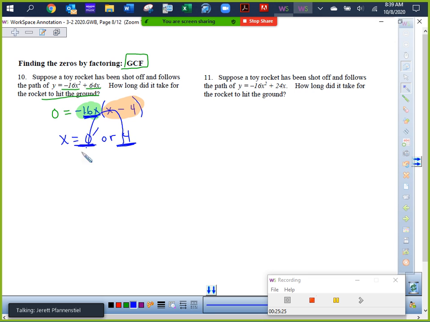So we're still going to throw the 0 away because that doesn't answer the question of how long did it take for the rocket to land, because it started on the ground, then it landed, so we're going to do 4 seconds. Last one is a GCF also. Just want to make sure you know why, because you're going to have to recognize that on the test, is because there's no constant terms.